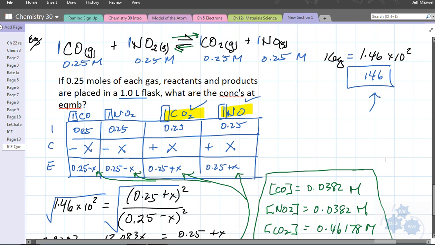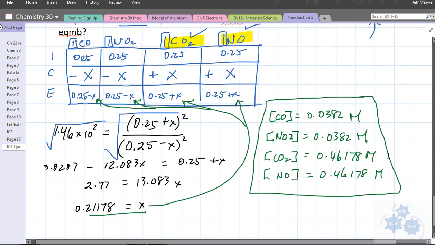So you have some other questions in your assignment. I'll let you go ahead and work through the assignment now. A lot of the questions are very similar to the ones that we've done here.